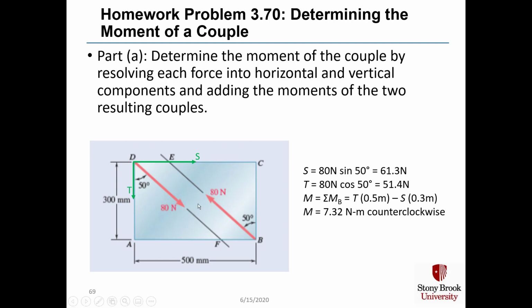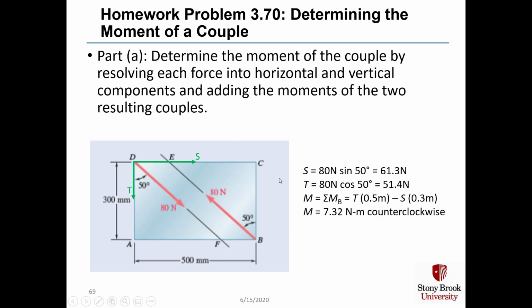Now with these two forces, we can sum the moments around point B, and that's equal to force T times 500 millimeters, which is half a meter, minus force S times 300 millimeters, which is 0.3 meters. The moment of force T is positive because it wants to make this rectangle rotate around point B in a counterclockwise direction. And the moment of force S around point B is negative because it wants to make the rectangle rotate around point B in a clockwise direction.